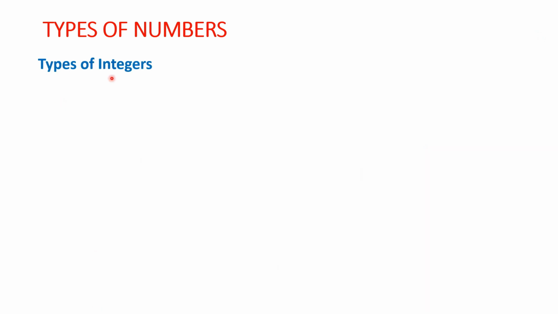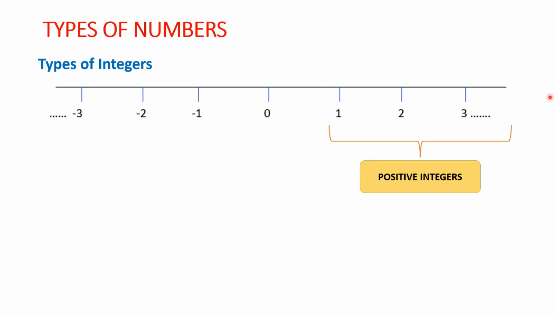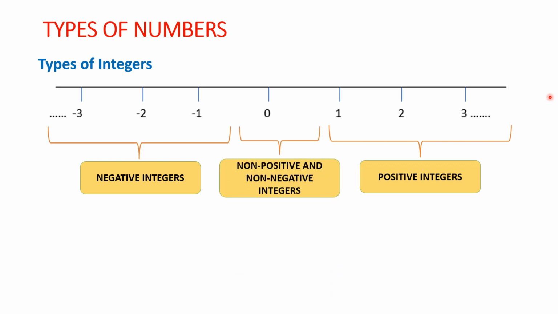Let's see about types of integers. We have three types of integers: positive integers, negative integers, and non-positive and non-negative integers. The values from 1 up to infinity are considered positive integers, the values from -1 to minus infinity are considered negative integers, and 0 is considered a non-positive and non-negative integer.